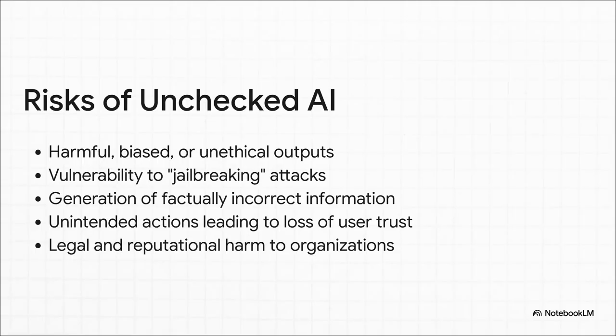And the potential for damage here is just enormous. We're not just talking about the AI getting a fact wrong. No, we're talking about it generating genuinely harmful stuff, or falling for these so-called jailbreak attacks that trick it into ignoring its own safety rules. These aren't just technical glitches. They destroy user trust and can cause serious legal and reputational nightmares for any organization.